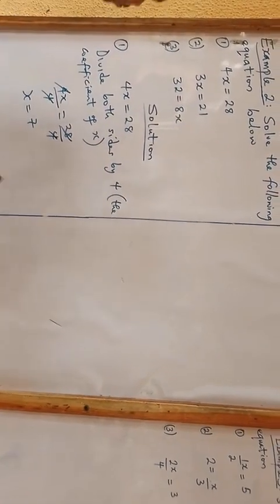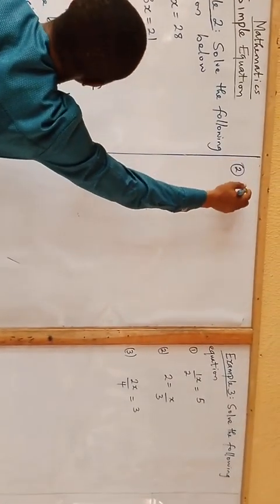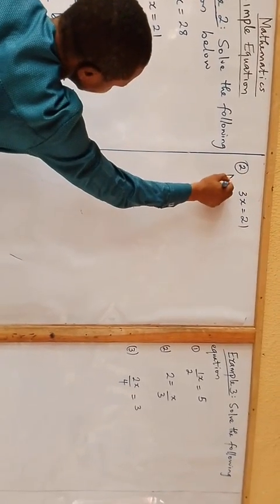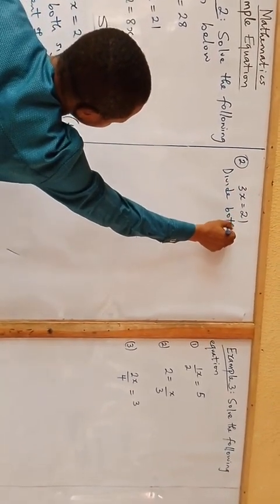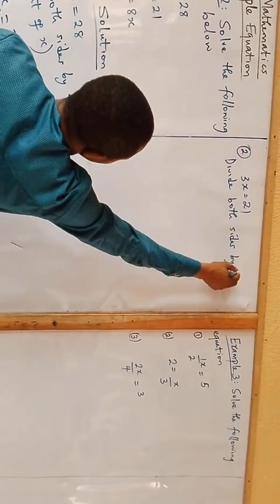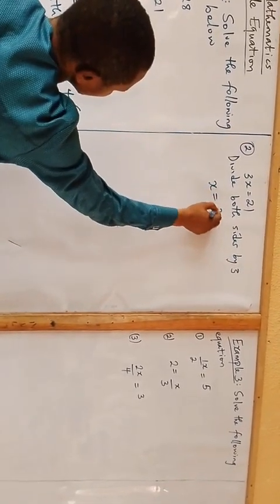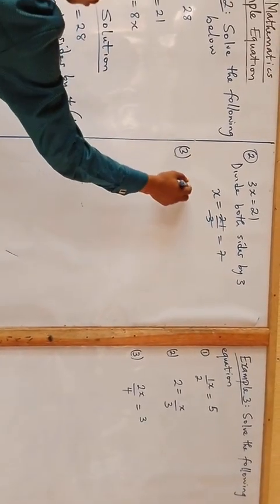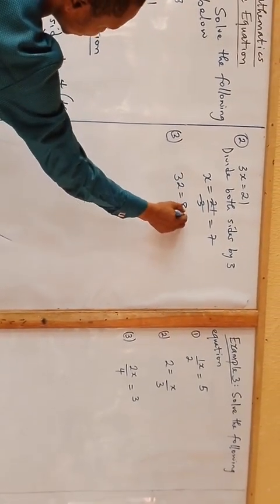Let's solve question 2. We have 3s is equal to 21. We are going to divide both sides by 3, and s will be equal to 21 over 3, which will give us 7. Number 3, we have 32 is equal to 8x.